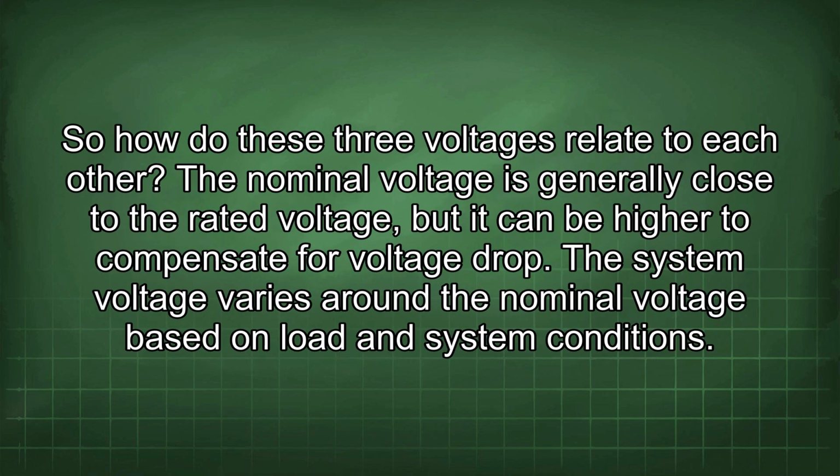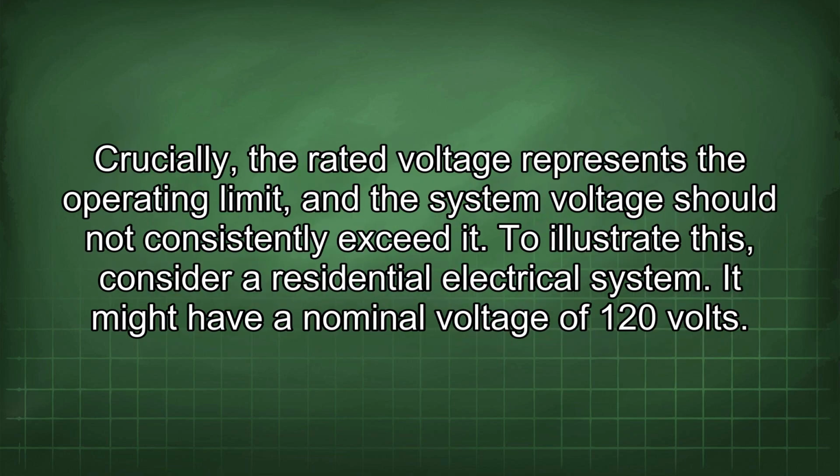So how do these three voltages relate to each other? The nominal voltage is generally close to the rated voltage, but it can be higher to compensate for voltage drop. The system voltage varies around the nominal voltage based on load and system conditions. Crucially, the rated voltage represents the operating limit, and the system voltage should not consistently exceed it.